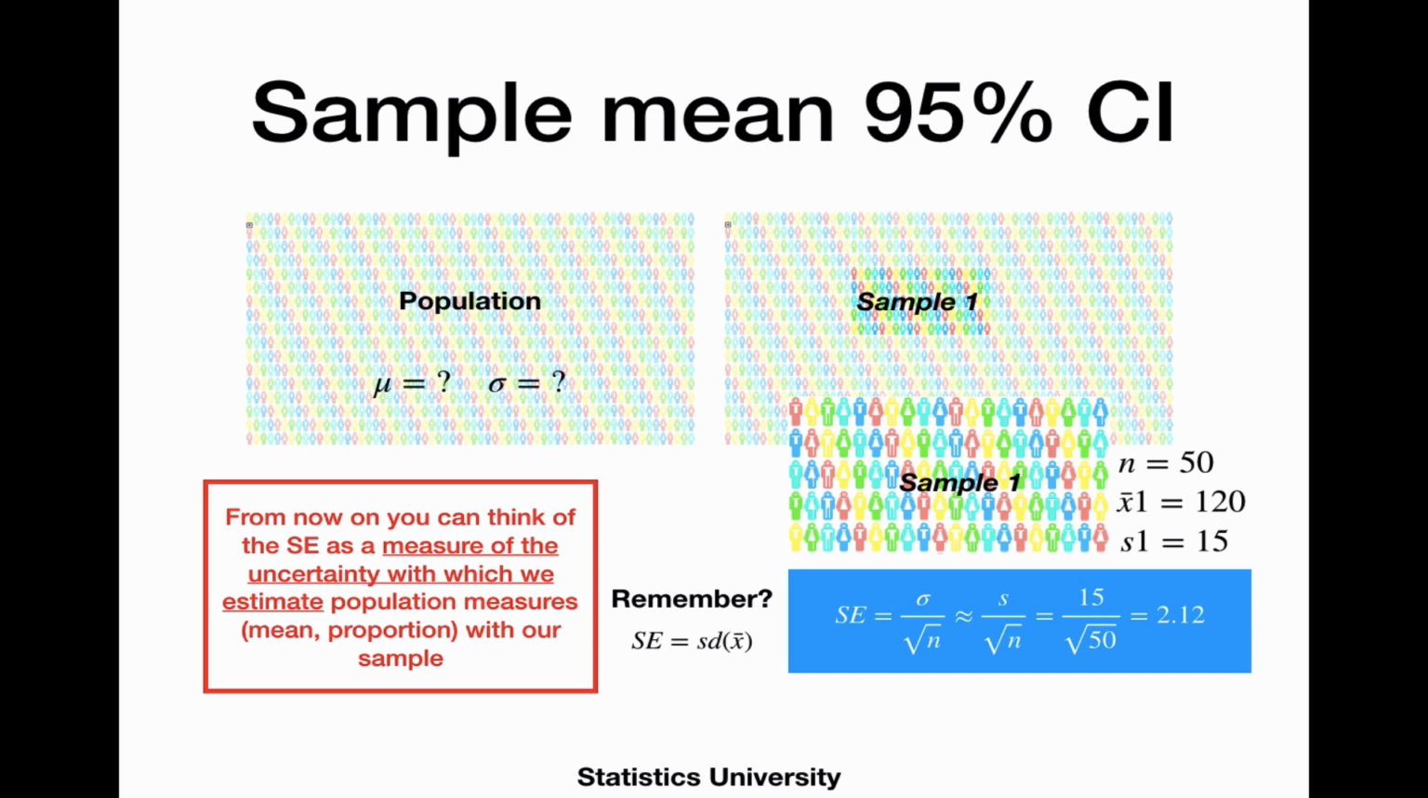We have an N of 50 patients, and our sample mean is 120, our standard deviation is 15, and then we calculate the standard error, where we assume that the sample standard deviation is a good proxy for the population standard deviation, and we divide 15 by the square root of 50, which gives us a standard error of 2.12. And that standard error is the standard deviation of multiple sample means, but you can think of it as a measure of the uncertainty with which we estimate the population measure with our sample.